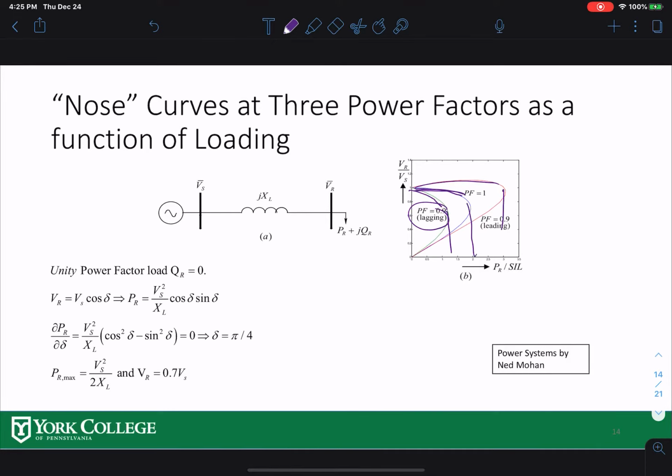Look at here. If you cross this PR by SIL ratio, where PR is the load you're supplying to the receiving end and SIL is the source impedance loading, you're going to start collapsing the voltage curve, the nose curve. So you should not exceed this ratio.